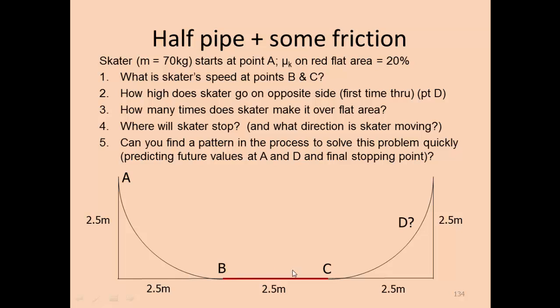Every time we cross and pass a sticky surface, our friction surface with mu k equal 20%, we're going to generate some heat, which we lose from our kinetic and potential energy pools, and our thermal energy bar will grow and grow and grow, and eventually will come to a stop. The question is, where will they stop? How many times will you make it back and forth? Where will you stop, and which direction will you be moving when you stop?